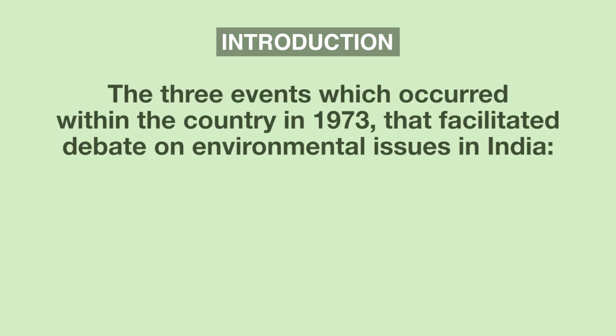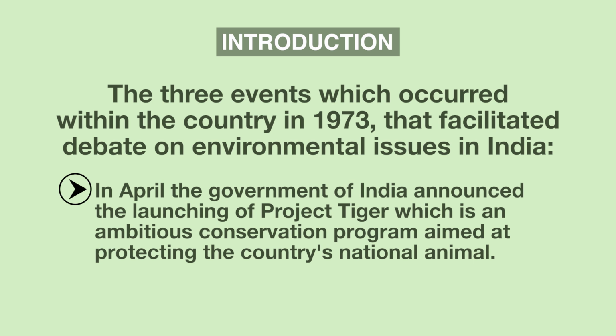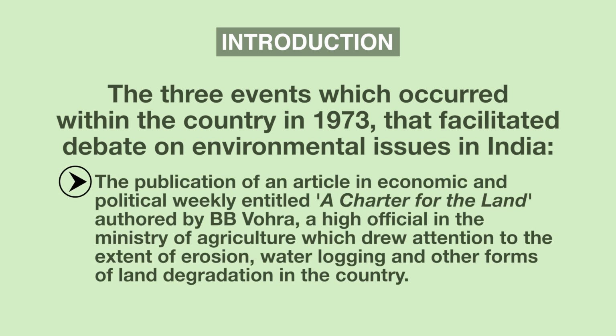The three events which occurred within the country in 1973 that facilitated the debate on environmental issues in India are as follows. Firstly, in April, the Government of India announced the launching of Project Tiger, which is an ambitious conservation program aimed at protecting the country's national animal. Secondly, the publication of an article in Economic and Political Weekly entitled A Charter for the Land, authored by B.B. Vora, a high official in the Ministry of Agriculture, which drew attention to the extent of erosion, waterlogging, and other forms of land degradation in the country.